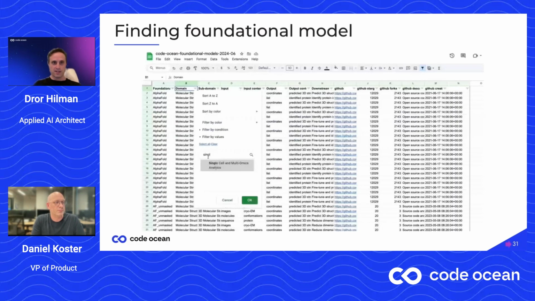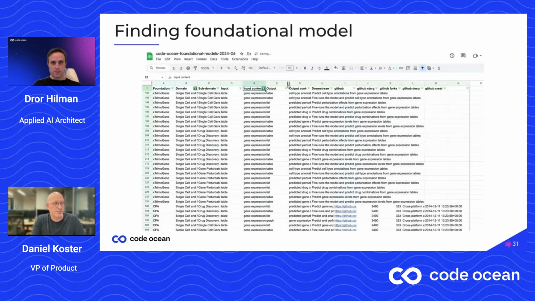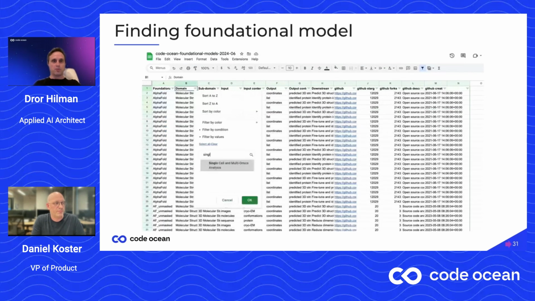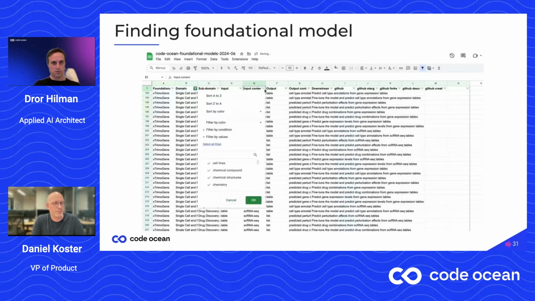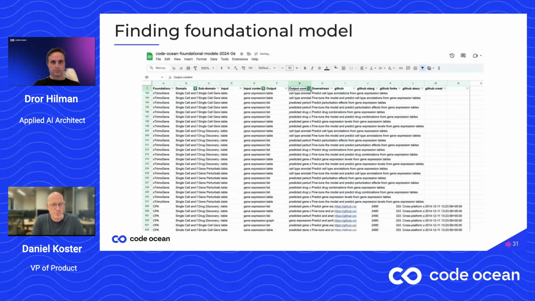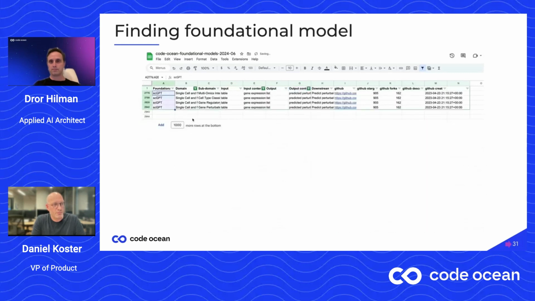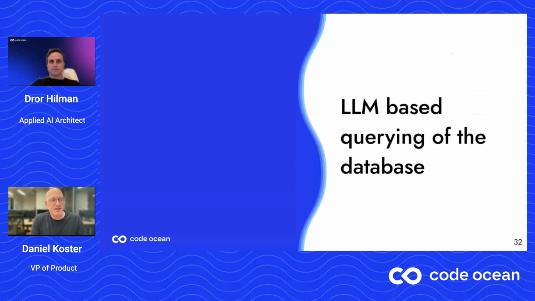In reality, you go to the spreadsheet and you just do filtering and you get your results based on either the input, output, or the domain, or both. So this is something that you can do right now. Right, so these are the resources that we have available for you: the database itself, the ability to query it using filters, and the interactive map.